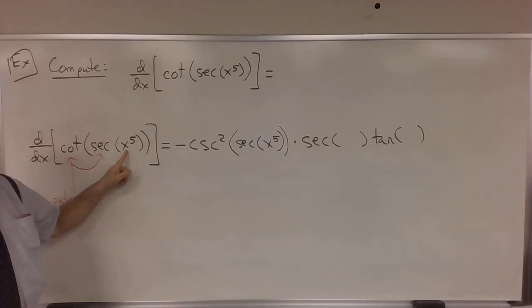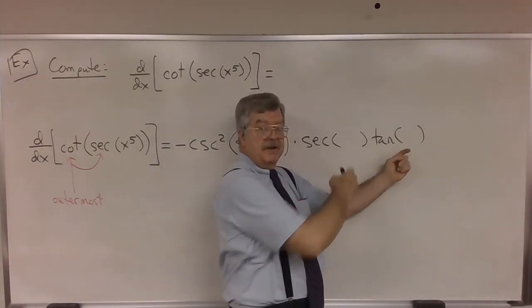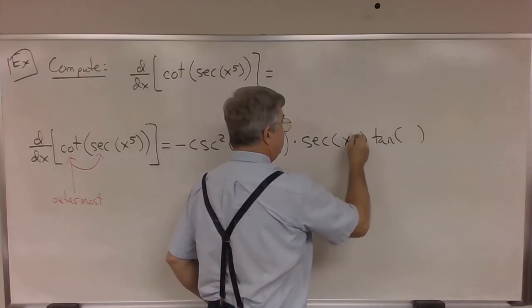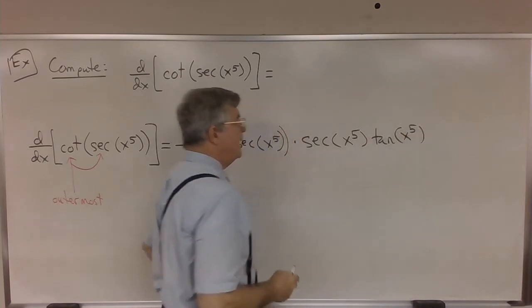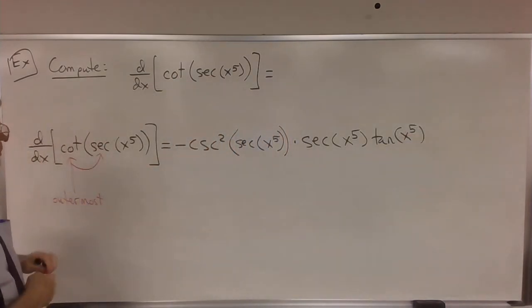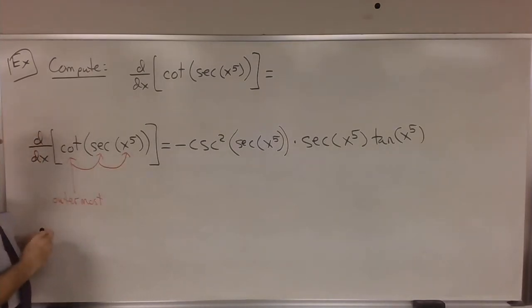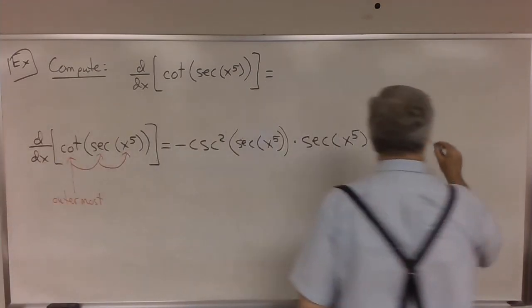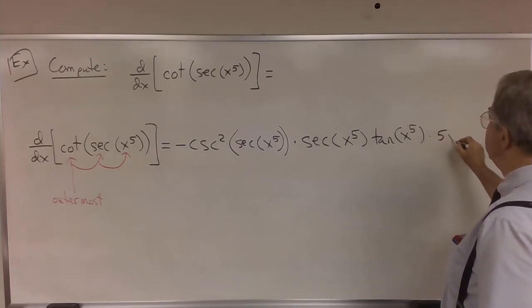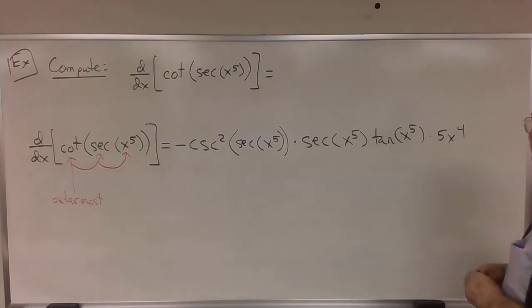So where does this x to the fifth go? Do you remember? It goes in both places, doesn't it? So we have x to the fifth here, x to the fifth here. Excellent. Oh, but we're not done. Then we have to keep going till we get to the inner function. And we multiply by the derivative of the inner function, 5x to the fourth. Okay, I think I'll stop here. That was a long one.